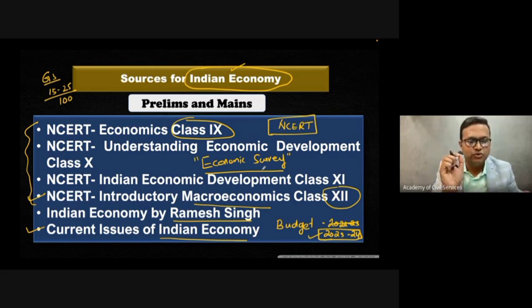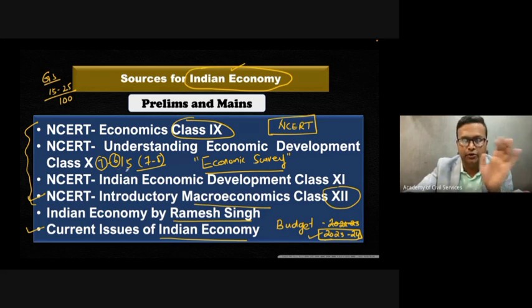thing. Some questions, not a majority of the questions, are coming from current affairs, not directly from the budget or economic survey. If there are 15 questions, you can see that 7 to 8 questions will have some relationship with current affairs. The remaining 7 or 6 questions might be directly from conventional Indian economy.